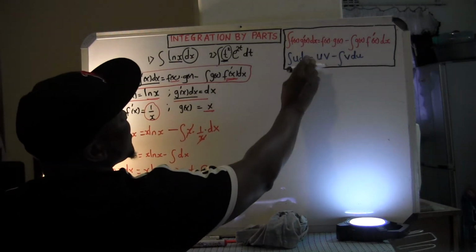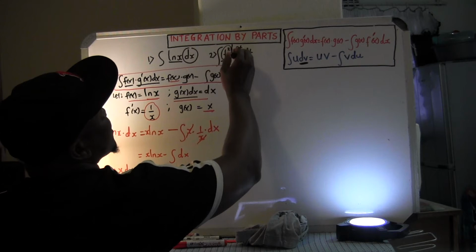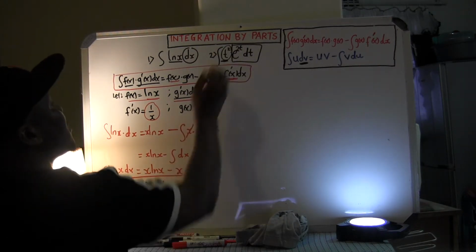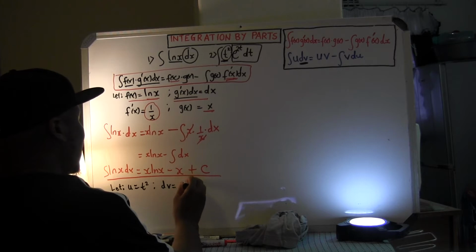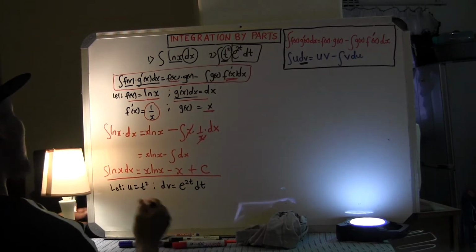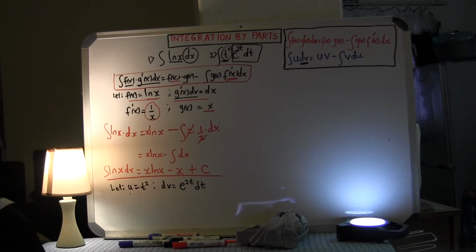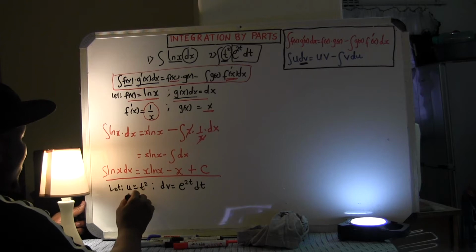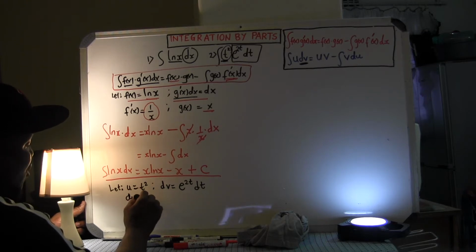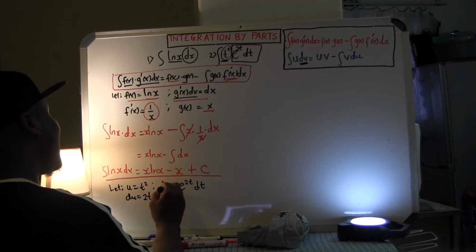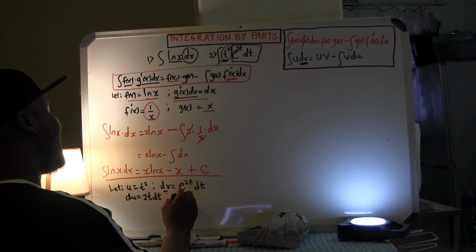Okay, dv equal to the rest, which is this. So dv equal to e to t dt. So what we're going to do, we're going to differentiate these. When you differentiate t squared, it's going to give you 2t dt, with respect to t. That's why we say dt. Now we're going to have to integrate this. When you integrate dv, you're going to get v.